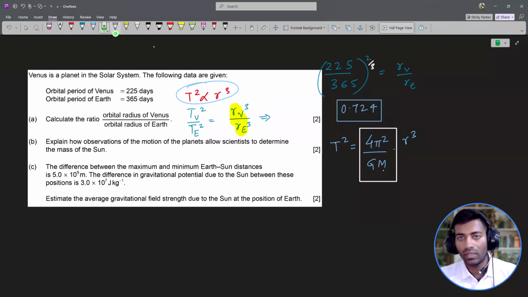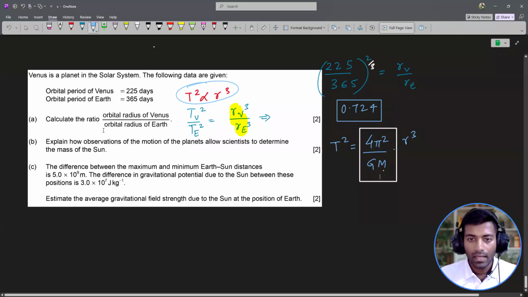When you are observing a planet orbiting the Sun, you will have the orbital time period of the planet. You'll also have the orbital radius. When you plug that into this equation, the only unknown you will be left with is the mass of the Sun. So you can calculate the mass of the Sun with the help of this equation.